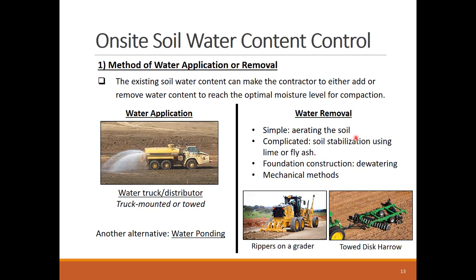Typically in earthwork projects, rippers or graders or towed disc harrows are helpful to mechanically loosen the soil and increase the aeration process to reduce the soil moisture. These same equipment are also used in agriculture to prepare the soil for seeding after long and wet winter seasons.